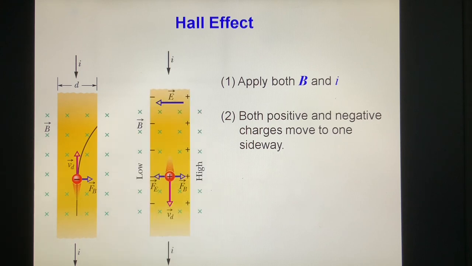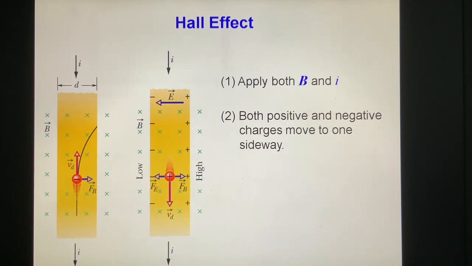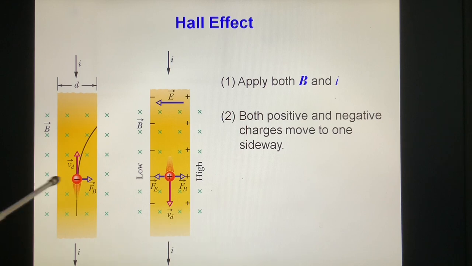Now suppose it is a positive carrier. The current is downward, so v cross B is in this direction, and it is also the direction of the force F_B. So the positive charge goes to this side. Both positive and negative charges move to one side, and we can judge from the potential difference. If it's a positive carrier, this side's potential is high. If it's a negative charge carrier, this side's potential is low.